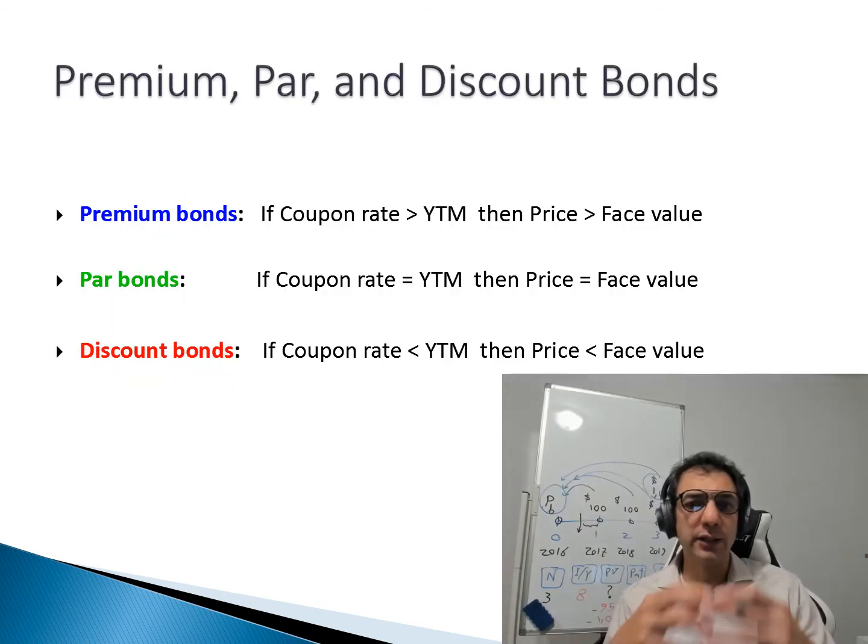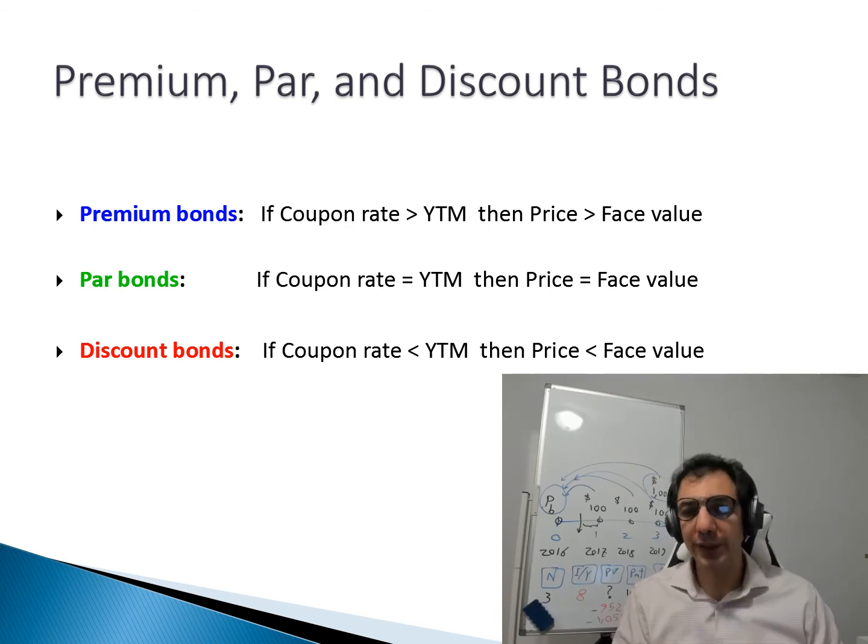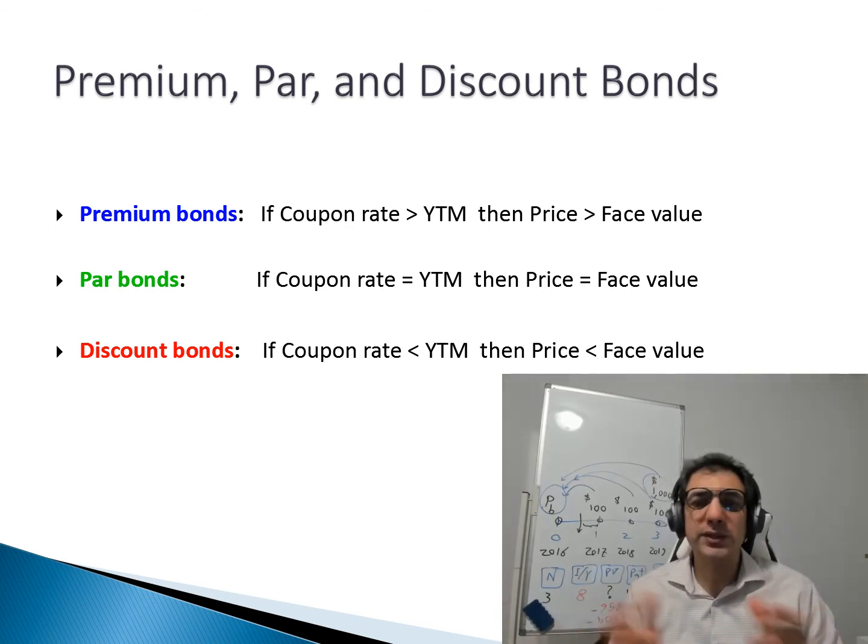So again, we can conclude that if the interest rate or discount rate or YTM is less than the coupon rate, the price of the bond will be greater than the face value, which means the bonds are sold at a premium. If the coupon rate is the same as the interest rate or YTM, we'll say the bonds are sold at par, which means the price of the bond is the same as the face value.